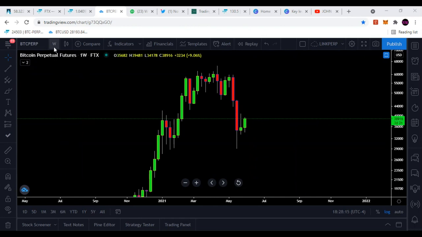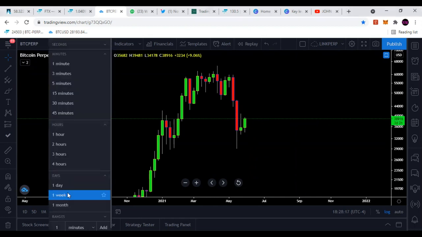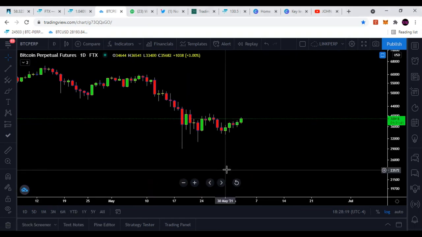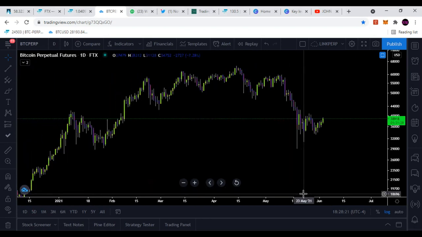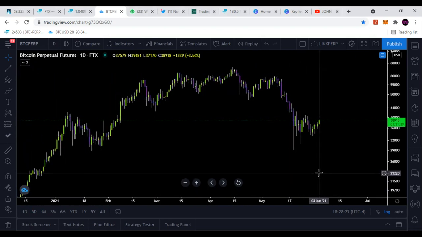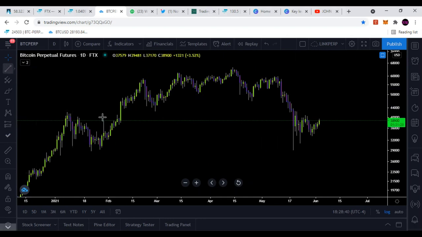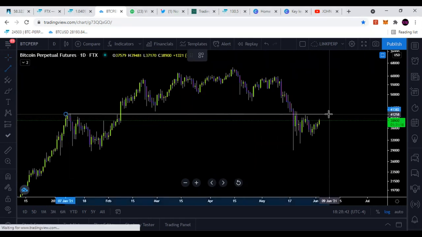So let's move down to the daily time frame. So what we have here, this is the daily time frame. So I'll be doing one chart pattern. Two, I'll be using some other indicators to show you guys what I think would happen. So first thing first, let's find those levels of support and resistance.